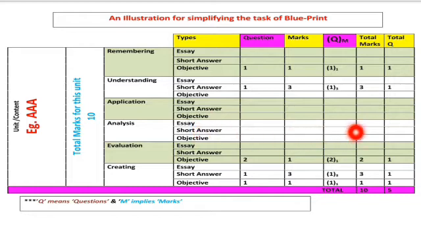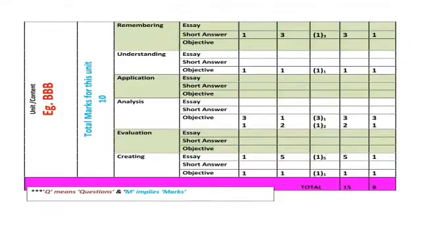Application and analysis, we don't have any questions for the first part of the unit. Clear? So this is 1. Similarly, for unit 2, that is B, for the short answer type of questions in the remembering level, we have 1 question of 3 marks, as I said. We have the understanding part. Okay, 1 question of 1 mark, that means the objective.